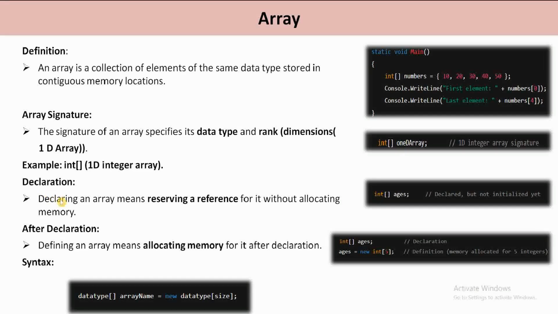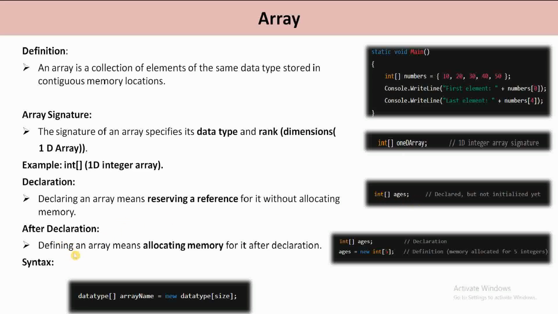Next, declaration, how to declare it. We can declare an array, means reserving a reference for it without allocating memory. As I already showed you in that example, we can first declare that integer array or any string array. Then after that, where we require initialization of elements, or if we want to allocate some memory to that array, we can initialize it after declaring the array. So this is only the declaration part.